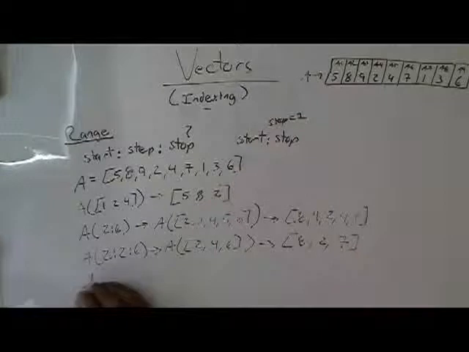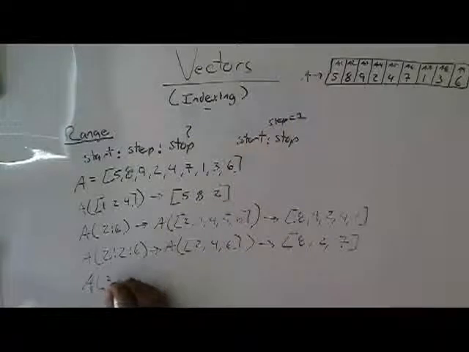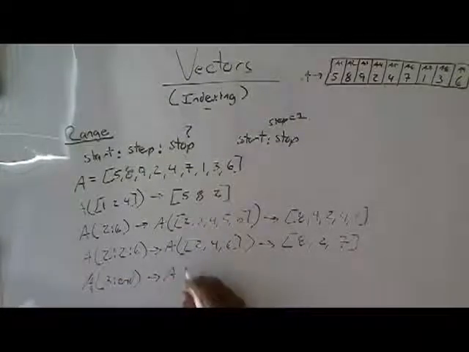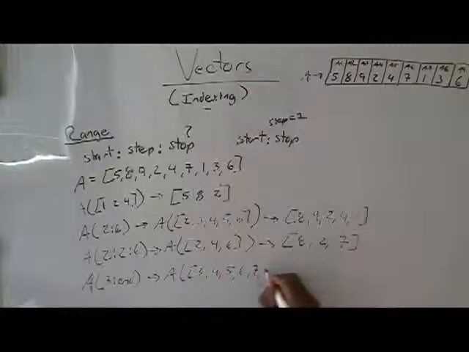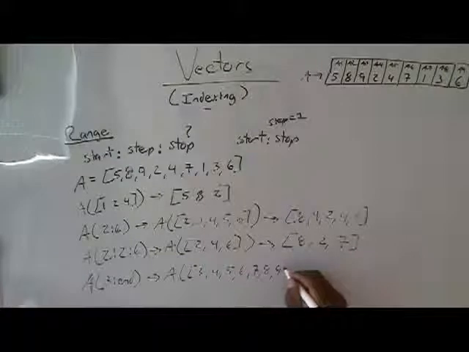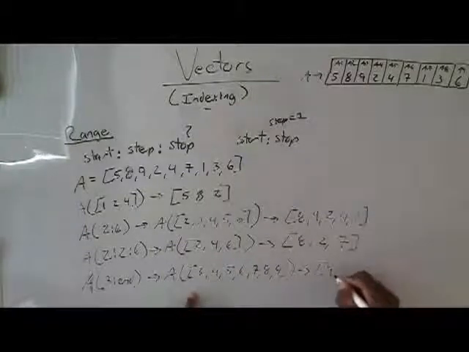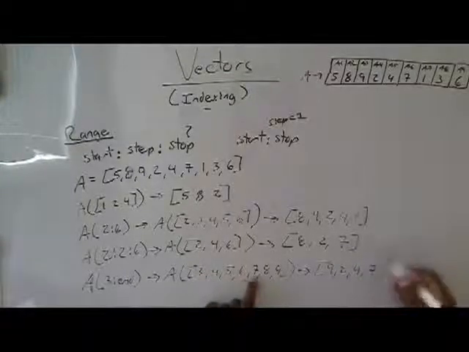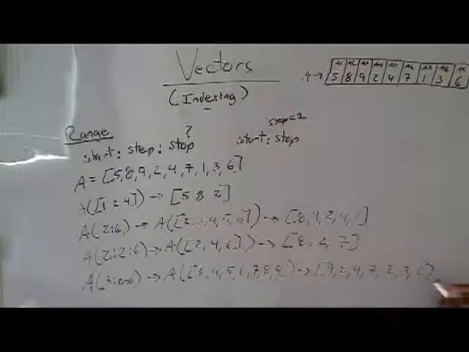And I did not mention this in the range discussion, so I'll mention it here, or maybe I did. You can do 3, colon, end. So any range will count, however you do the ranges. So this is like saying A from 3, 4, 5, 6, 7, 8, 9. And that will return the vector A at 3 is 9, A at 4 is 2, A indexed at 5 is 4, A indexed at 6 is 7, A indexed at 7 is 1, A indexed at 8 is 3, and A indexed at 9 is 6. So that would return that vector.